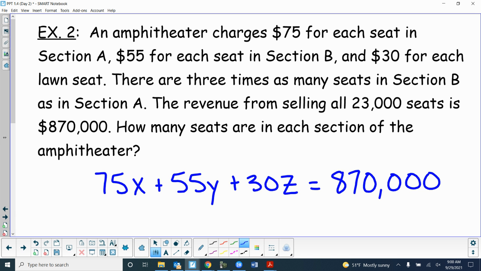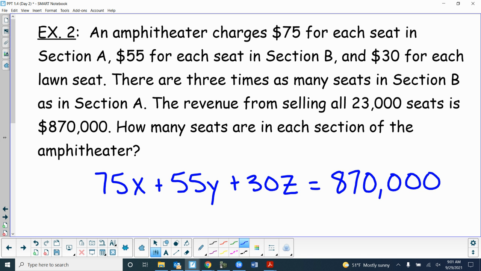Do I understand that one? Okay. X represents what ticket? Section A, right? If you want to use A, B, and C instead of X, Y, Z, that's okay, if that makes it more understandable for you. So you're getting $75 for A section, $55 for the B section, $30 for the C section.